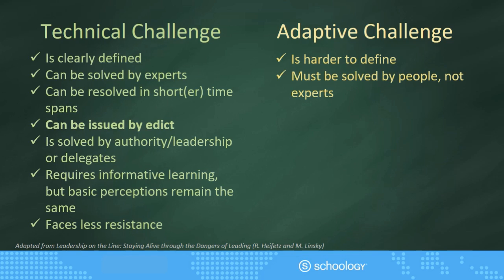The thing about an adaptive challenge is that your stakeholders are the ones that actually have to solve that problem. It can't be from the expert. So in the case of the doctor coming in, the doctor can prescribe something for you and give you a diet and whatever else, but the person that has to actually make the change is the patient, not the doctor.